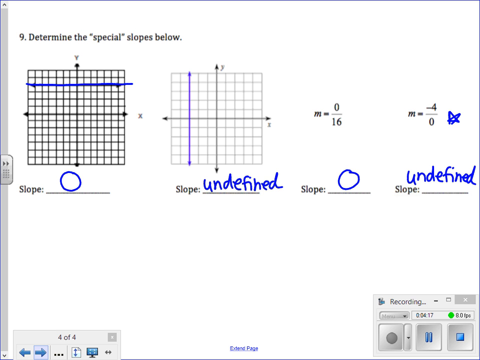Again, if you have questions on any of the other problems on this practice, look at the answer key posted on Canvas or come into office hours and ask your instructor for help.